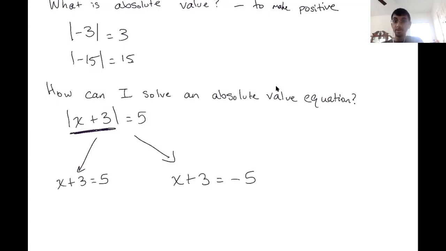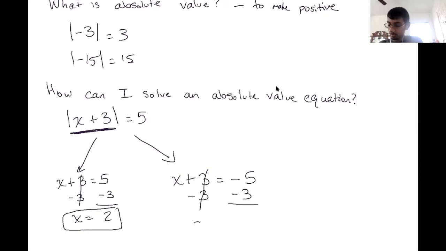Now that we've created two equations, we're going to break them down and solve them. We know that x plus 3 is equal to 5. We just subtract 3 on both sides, and that means x is equal to 5 minus 3, which is 2. Very straightforward. And then on this side, we subtract 3 again, and x would be equal to -8.